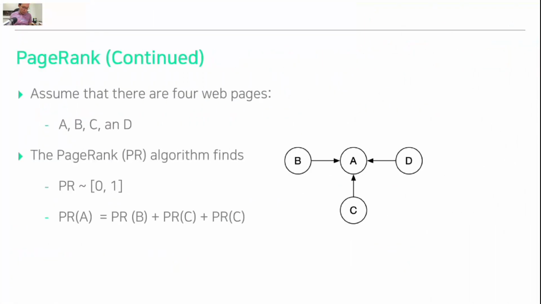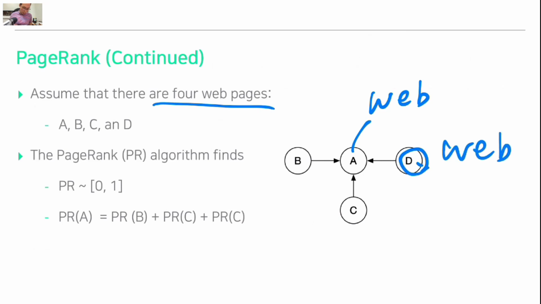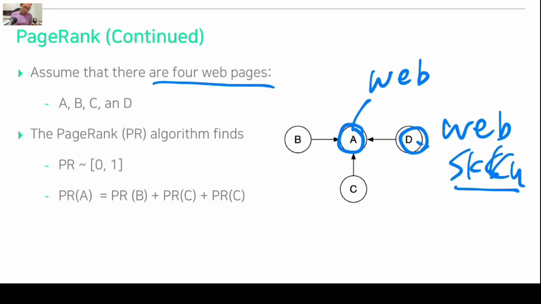Here is more example. Assume that there are 4 different web pages. So each node represents a web page, and we have the hyperlinks, right? So page D, maybe this is the Wikipedia web page, and for example, the Sungkyunkwan University has a link to the artificial intelligence department, the Wikipedia. Because it is part of the Sungkyunkwan University, right? And something like that. That is the definition of the hyperlink, right?